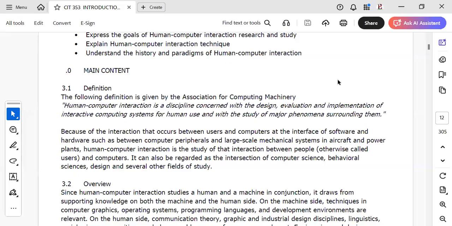All right, so let's go back to the definition. That was what we are trying to take. I would say that this definition was given by ACM, that is Association for Computing Machinery. What did they say about HCI, that is human-computer interaction? What is the definition given by ACM? The definition goes thus: human-computer interaction is a discipline concerned with the design, evaluation, and no, we've done this class.